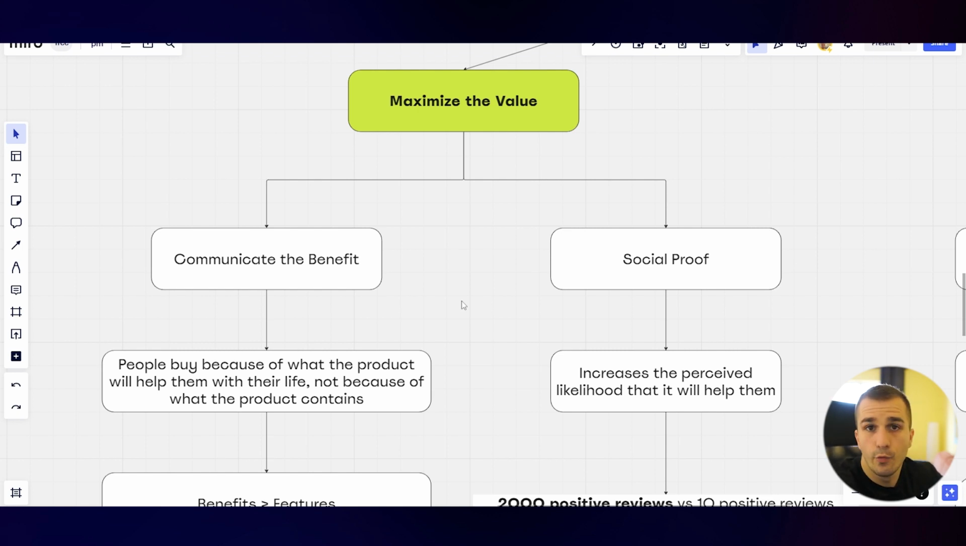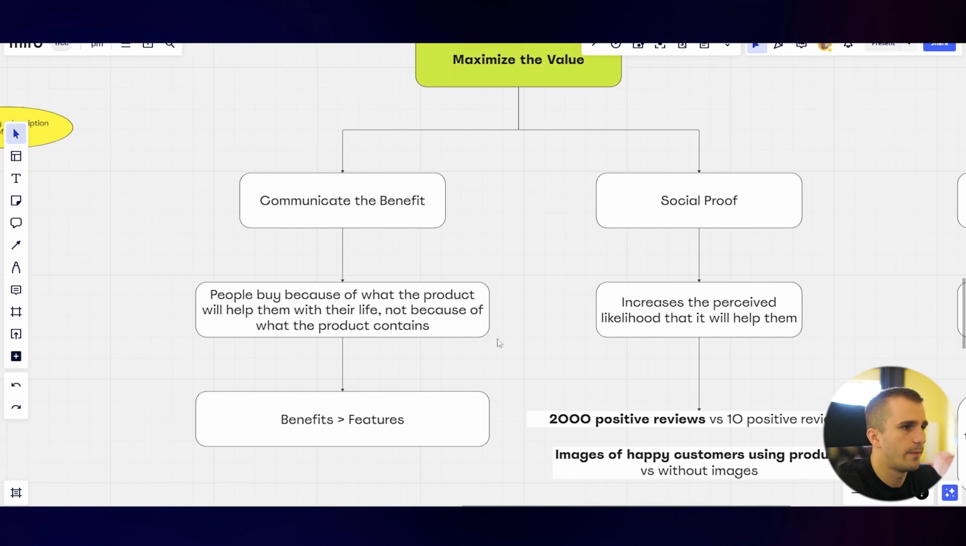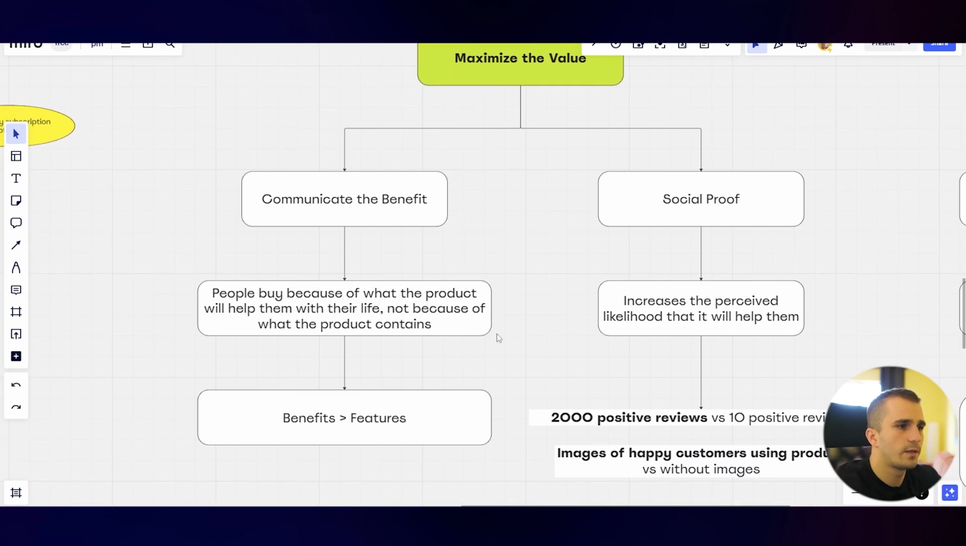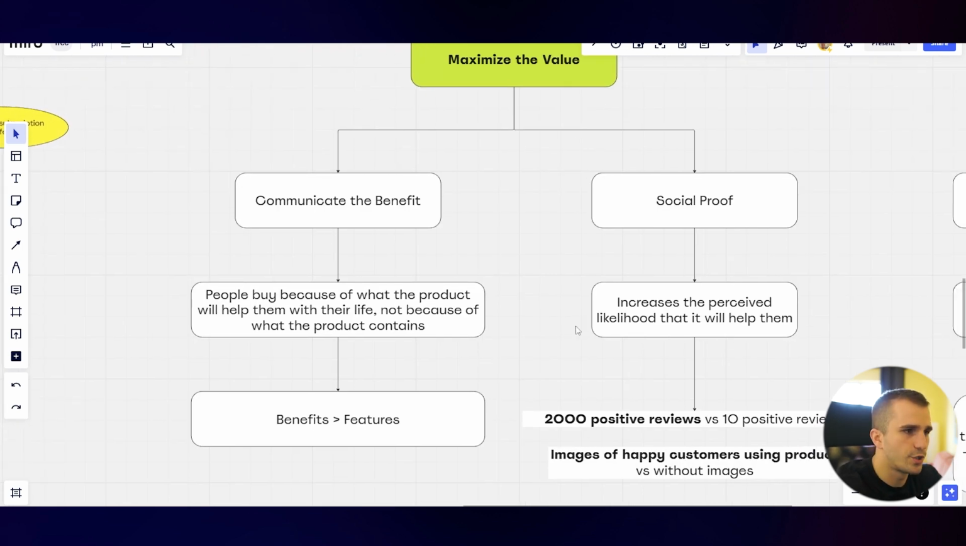their perceived value will be lower, because people buy because of what the product will help them with in their life, not because of what the product contains. And for that reason, benefits are superior to features, and you should always be communicating benefits of your product, because that's what your visitors are interested in and not the features, right? You also want to communicate features, but the first thing that you want to communicate is how it benefits their life.